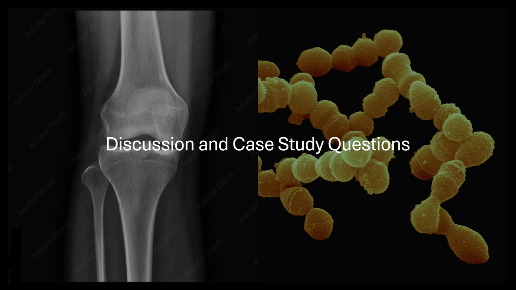Next, we're going to go to our questions and answers to the case study. Number 1 question, how do the synovial fluid results help differentiate septic arthritis from gout or pseudogout? We went over a little bit of this earlier, but just to reiterate, there were no crystals seen, which helps rule out gout and pseudogout.